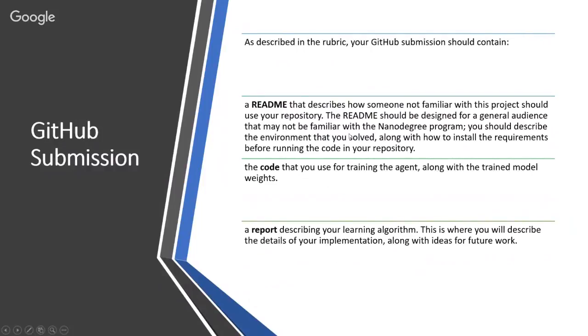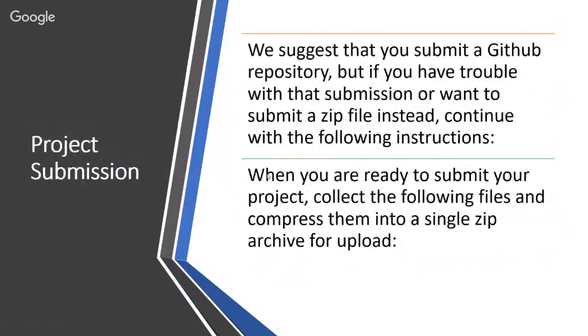The README basically has to explain how to run the project, any requirements, and anything that you may need to do. The code should include the training of the agent along with the trained model and weights, and should be well commented. The report describes the learning algorithm. This is where you will describe the details of your implementation along with ideas for future work. Basically, you just need to explain what you've done, what you used and why it works, why things didn't work, and maybe go into some different results that you may have got as well.